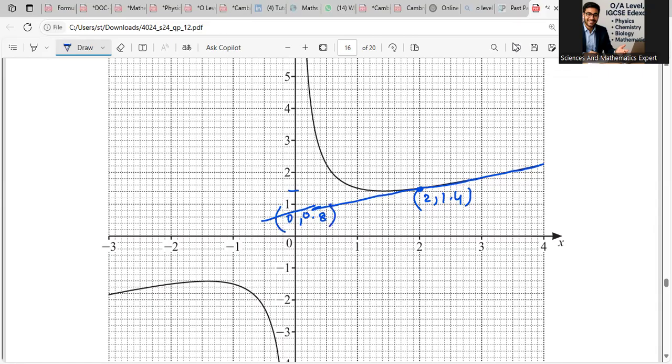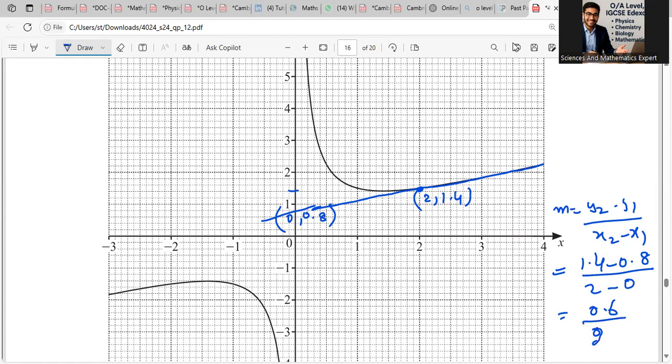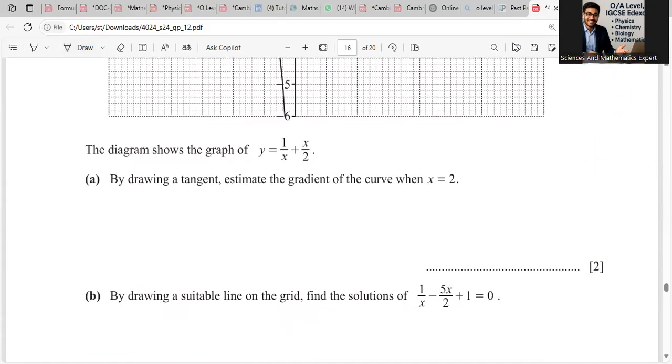If I go for gradient calculation by getting these 2 points over there, then I know m is equal to y2 minus y1 over x2 minus x1. 1.4 minus 0.8 over 2 minus 0. Then I will say here that it is 0.6 over 2. Then I will get the value 0.3 over there. So that is my value, he is saying find the gradient at x equal to 2. So I got 0.3 as my value for the gradient.